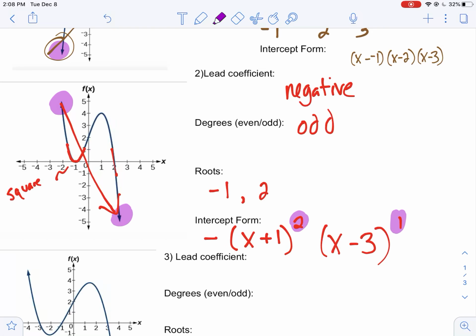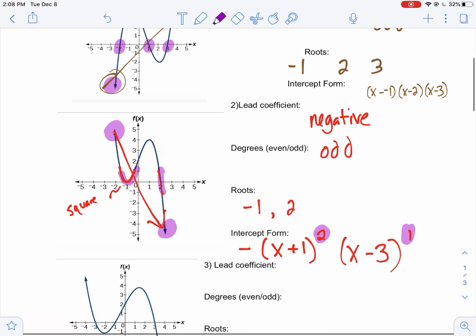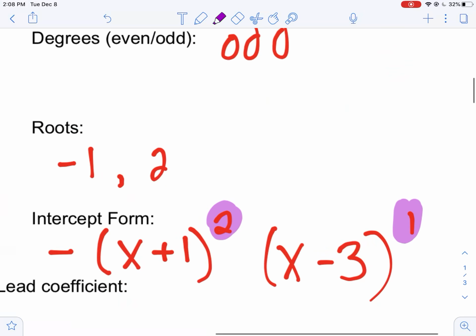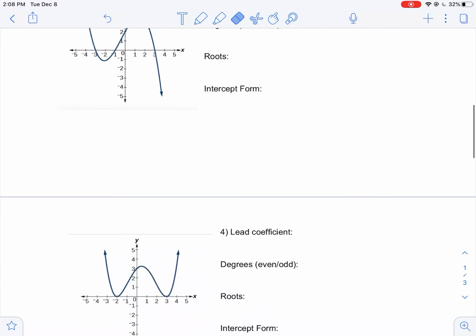2 and 1 indicates 3 degrees, which makes sense. When you look at this, because it's odd, it goes through once here, essentially this is happening twice. That's what that parabola is indicating. So, again, remember when you see that little parabola, if it's not quite crossing the x-axis, that's when you would square that root. So we'll try another one.